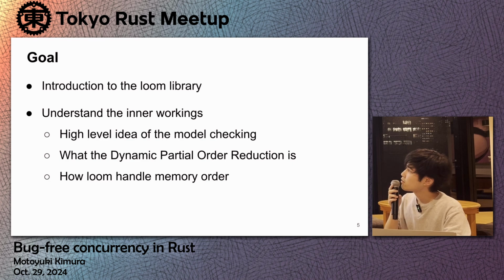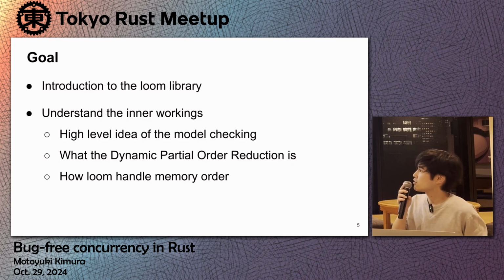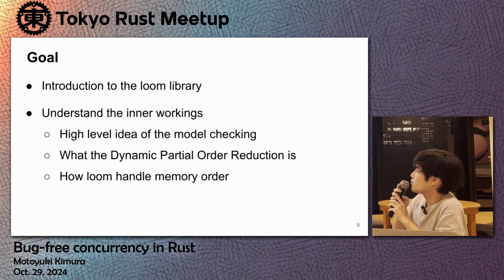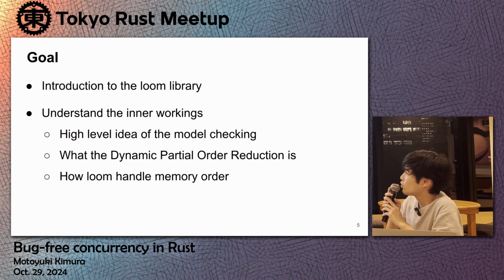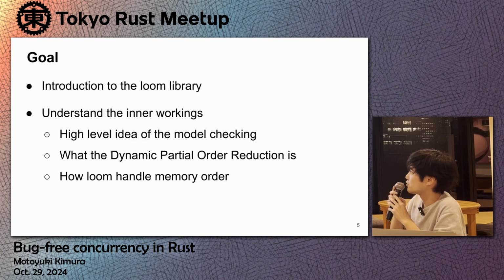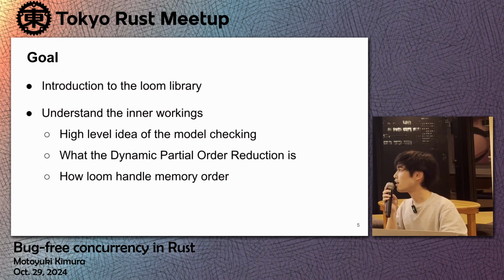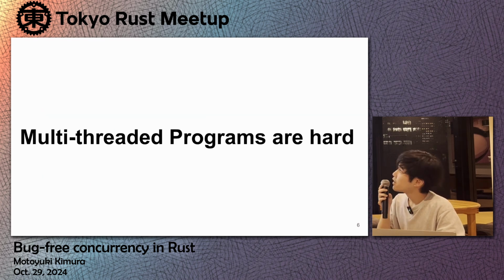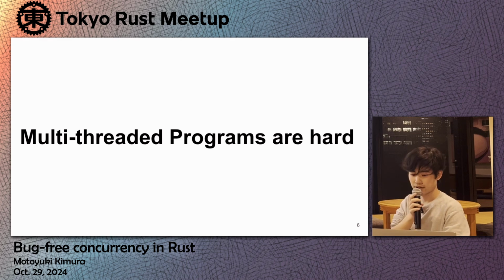Specifically, I want to give you a basic idea of model checking, which Loom uses behind the scenes. Loom uses one specific technique called dynamic partial order reduction, so I will cover that as well. And hopefully, if time permits, I also want to cover how Loom handles memory ordering. Yes, let's get started.